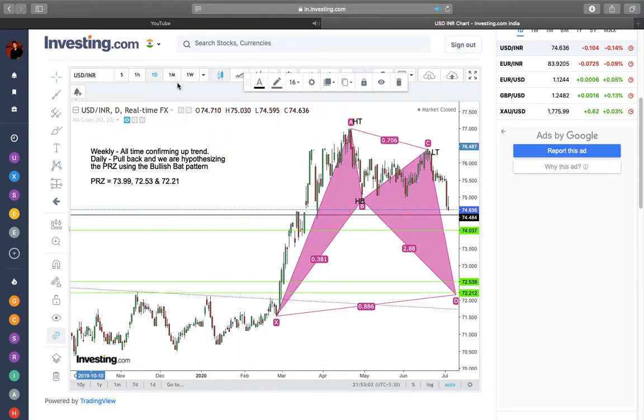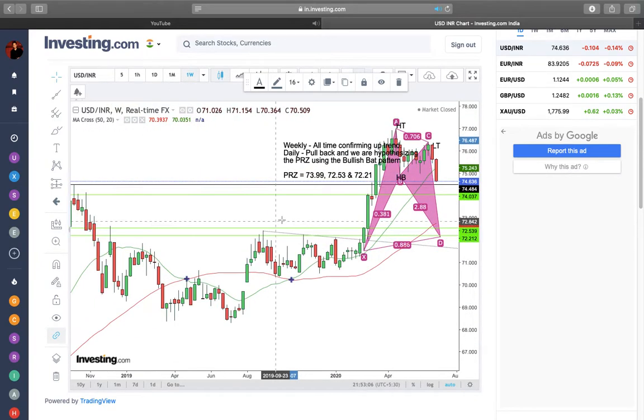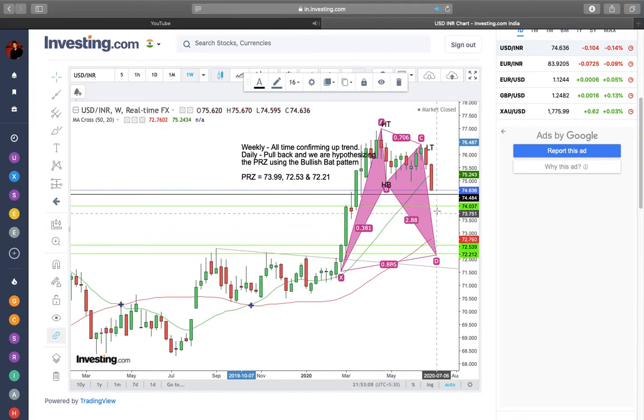When we check this on the weekly, we are getting our supports pretty close to the, so I'll just remove this.